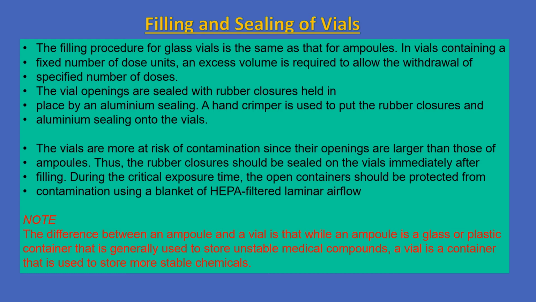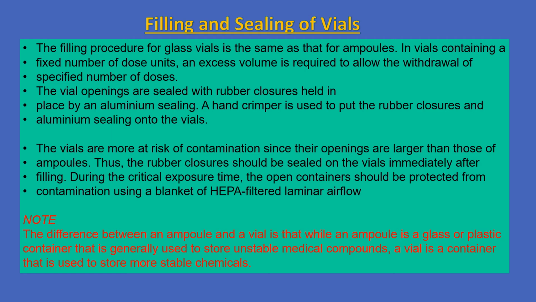The vial openings are sealed with a rubber closure held in place by an aluminium seal. A hand gripper is used to put the rubber closure and aluminium seal onto the vial. The vial is at more risk of contamination since its opening is larger than that of an ampule. Thus, the rubber closure should be placed and sealed on the vial immediately after filling. During the critical exposure time, the open container should be protected from contamination using a blanket of HEPA filter laminar airflow.